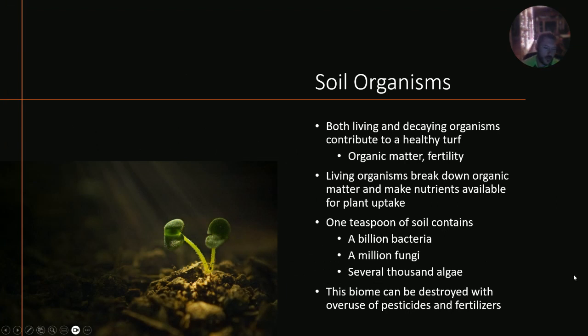Soil organisms. Both living and decaying organisms contribute to healthy turf. They do that through the organic matter and they make the soils more fertile. Living organisms break down organic matter and make nutrients available for plant uptake. One teaspoon of soil contains about 1 billion bacteria, 1 million fungi, and several thousand algae. This biome can be destroyed with the overuse of pesticides and fertilizers.